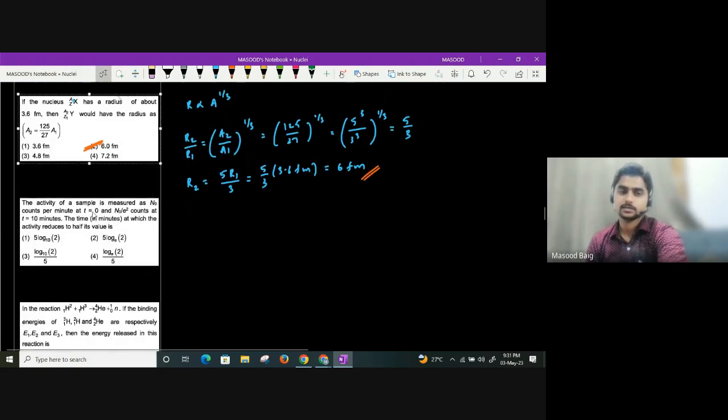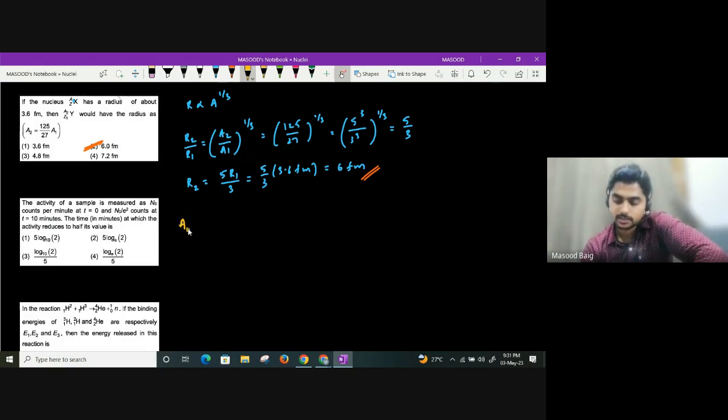Same case, let us take the next question. What they have given? The activity of a sample is measured as n naught counts per minute. Activity is given as n naught, guys. And n naught by e square counts in 10 minutes. What is the time at which the activity reduces to half of the value? They are asking us to calculate the half life, guys. So what is initial activity? Initial activity is given as n naught per minute. You can take it as n naught. And what is activity after a certain instant? It is becoming n naught divided by e square.